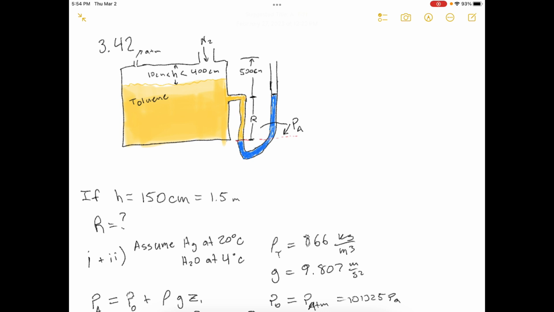Today we're working on problem number 3.42. The problem statement says, the level of toluene, a flammable hydrocarbon, in a storage tank may fluctuate between 10 and 400 centimeters from the top of the tank.